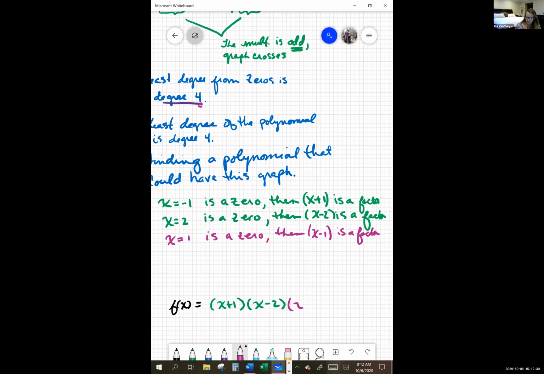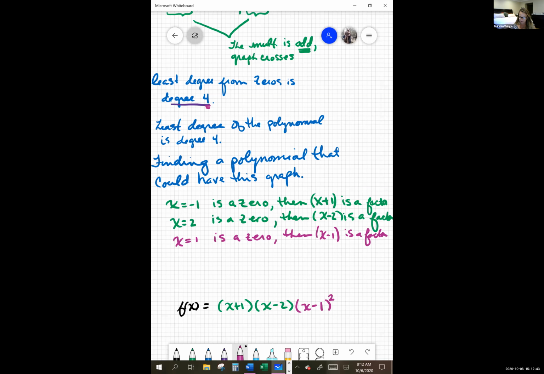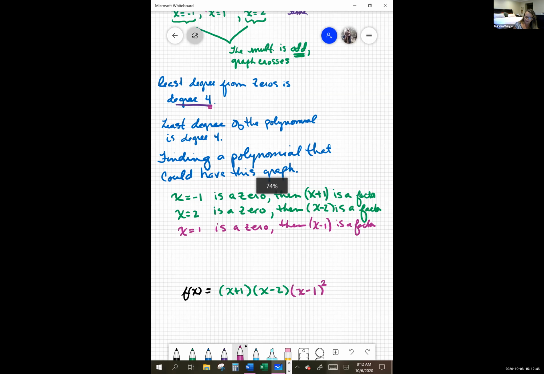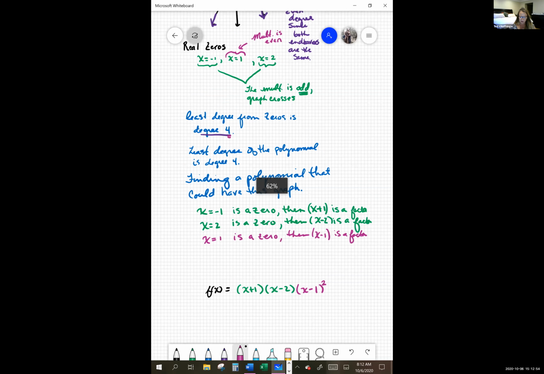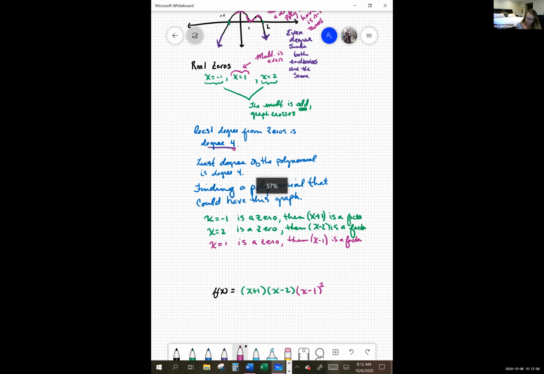But this one was an even multiplicity. We know it's an even multiplicity because it touched. So we need an even power of this. Okay, but there's also a couple of other bits of information on here. We know another point on this graph. Notice that we see here that (0, 1) is a point.